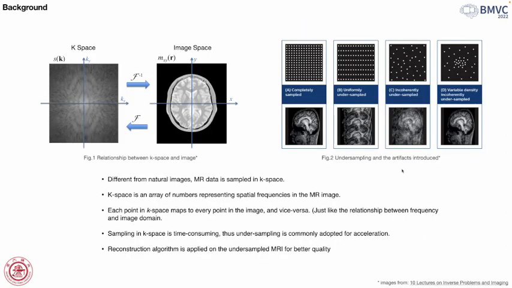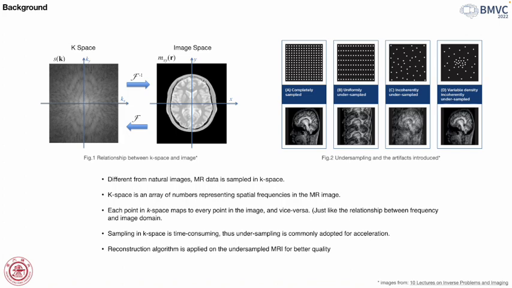Different from the acquisition of natural images, MR data is first sampled in K-space and then transferred to images. K-space is an array of numbers representing spatial frequency in the MR image. Each point in K-space maps to every point in the image, and vice versa, just like the relationship between frequency and image domain. Sampling in K-space is time-consuming, so we usually undersample the data for acceleration.